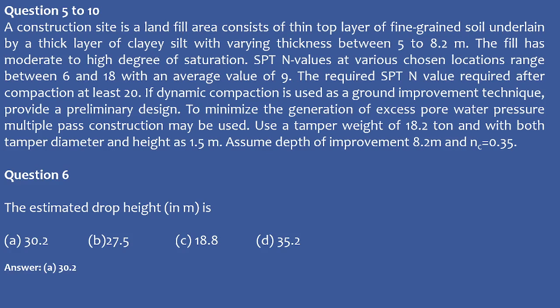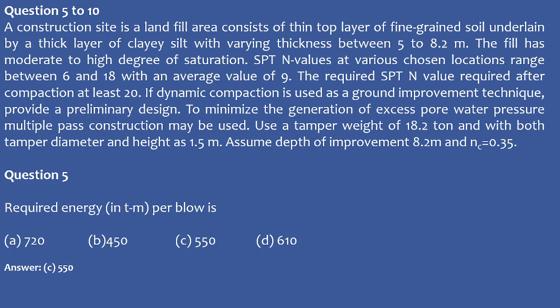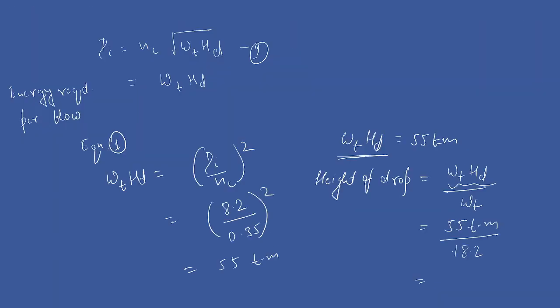Like, I guess WT into HD is 550. It is not 55. Yeah, sorry. So 550 by 18.2, I took the wrong value. So yeah, that is 27.5. Sorry guys with the calculation.